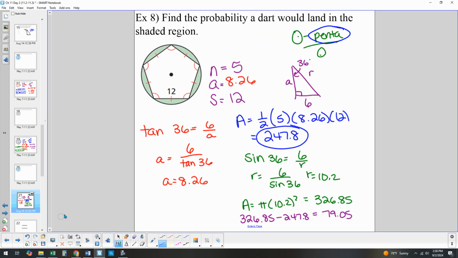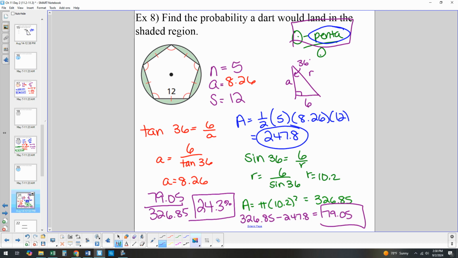All right, let's see the whole thing again. So I now have the area of the circle. The area of the shaded now is this whole top, and this part here was the bottom. So we're going to do 79.05 over the whole circle, 326.85. And you could see why we would want this to be written as a percentage now, because these are some gross decimals. So I get 24.3%. And that is the end of 11.2 and 11.3.